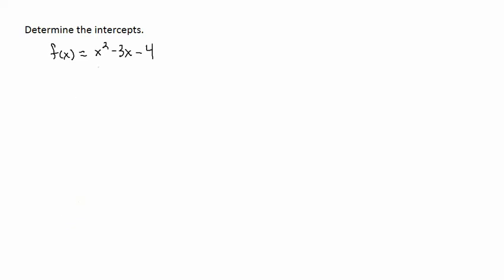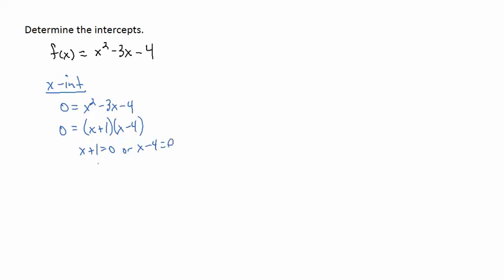So here we have a quadratic function, and let's say we want to find the x-intercepts. We're going to plug 0 in for y, which is f of x, so we get 0 equals, and we're going to solve for x, so we're not going to plug anything in for x. And now we have a quadratic equation, so we're going to solve it by factoring, and we can see that x plus 1 has to be 0, or x minus 4 has to be 0, which means that x has to be negative 1, or x has to be 4.